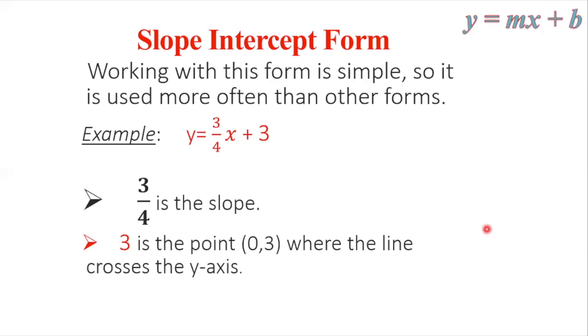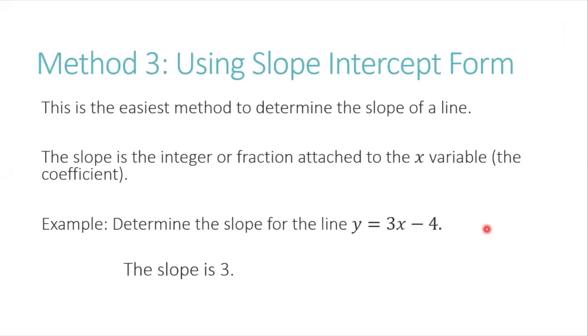Okay, let's move on to some more examples. So once again, using this method, this is the easiest method to determine the slope of a line. And so the slope will always be an integer or a fraction, as stated earlier, attached to the x variable, or the coefficient of x, which is basically the number that is directly in front of x.